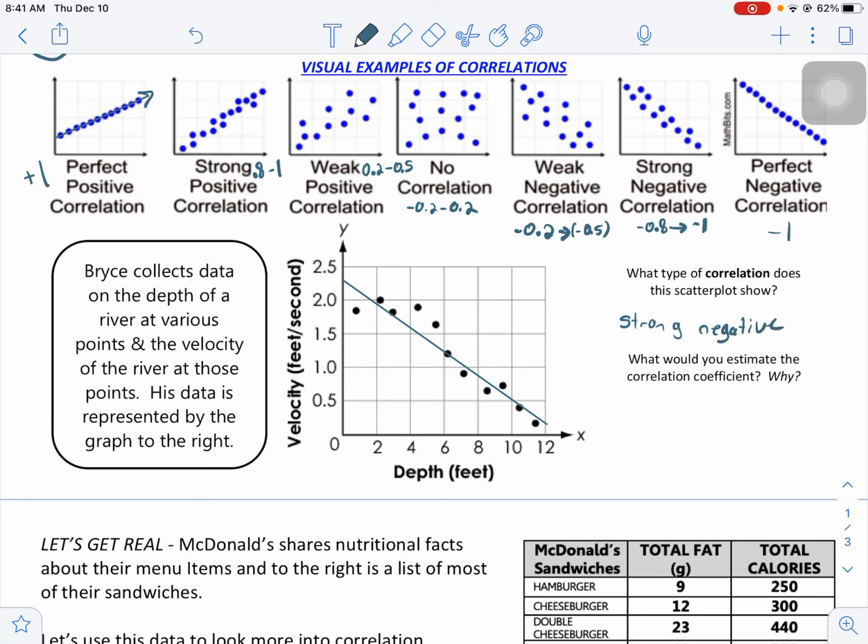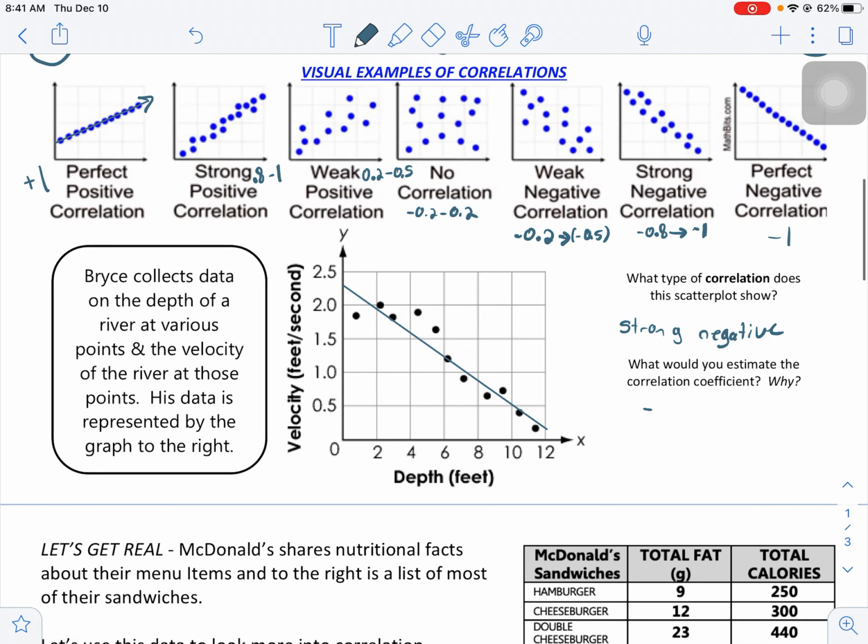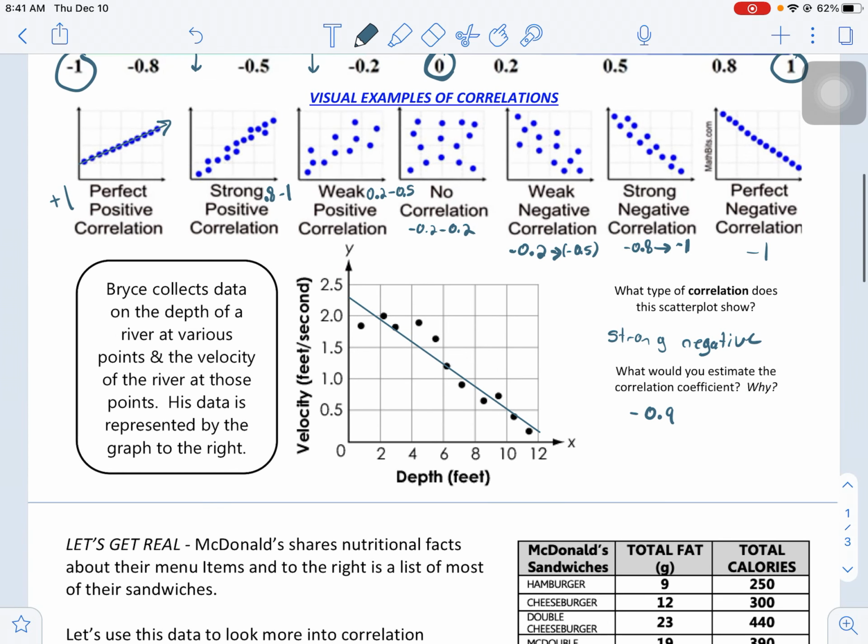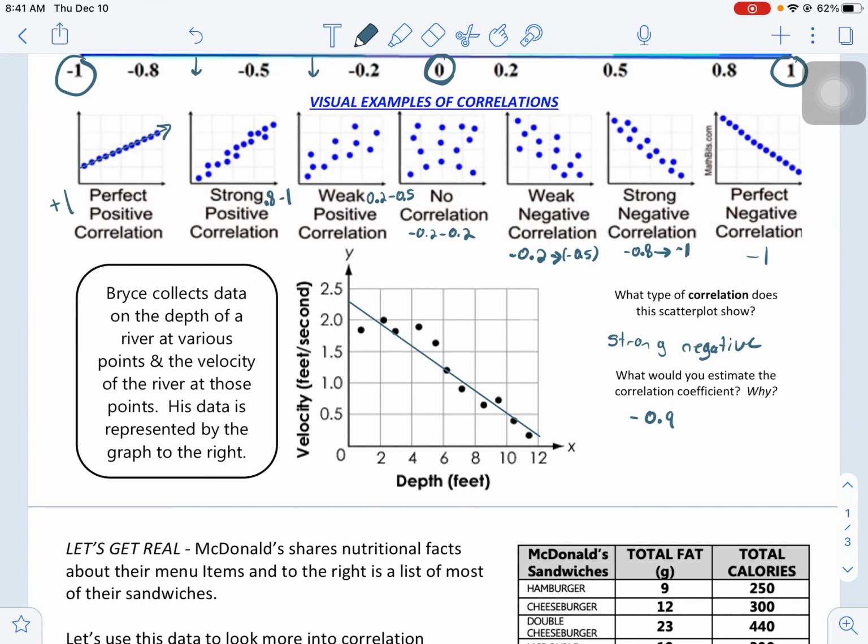What would I estimate the correlation coefficient to be? Because it's strong negative, I would say probably about negative 0.9. It's definitely not closer to perfect because we have this kind of hump at the beginning here. But then it straightens out, so I'm going with about negative 0.9. All right. Anyway, that is correlation coefficients.